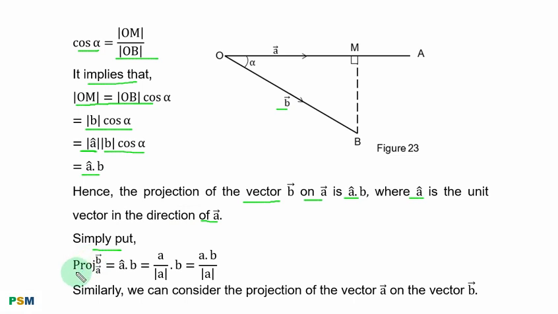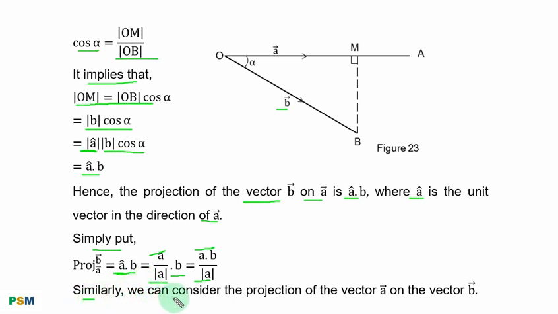Simply put, projection of vector B on A is equal to this. The unit vector is expressed as vector A over the magnitude of vector A, dot vector B. Hence, you have the dot product of vector A and B over the magnitude of vector A as the projection of vector B on vector A.